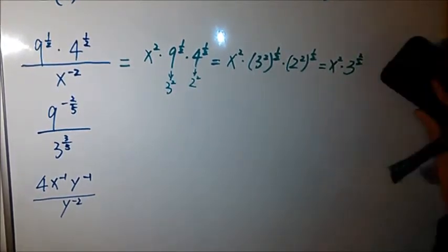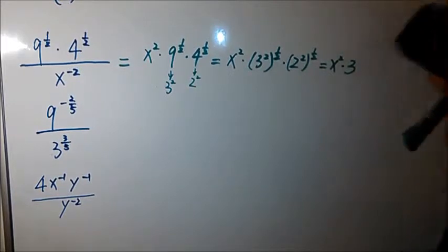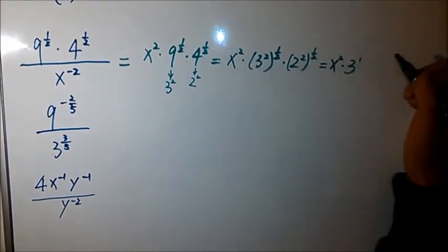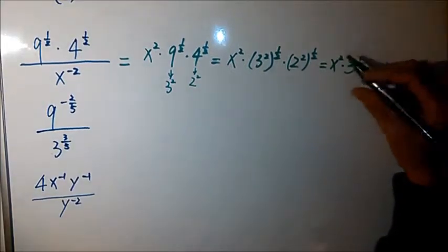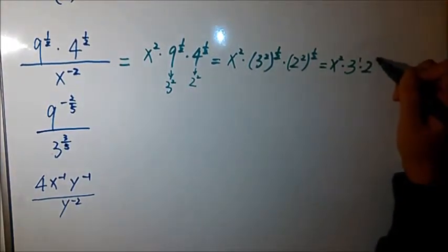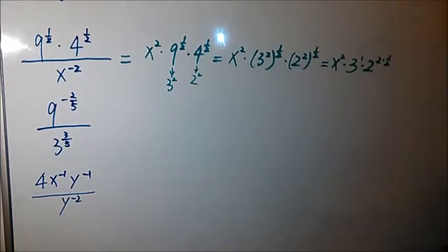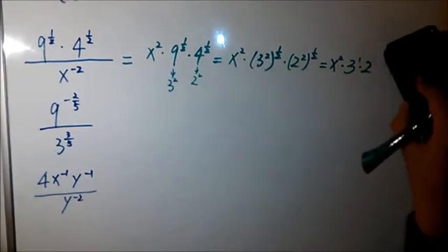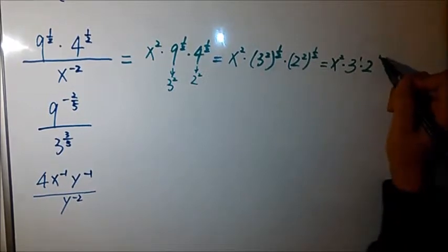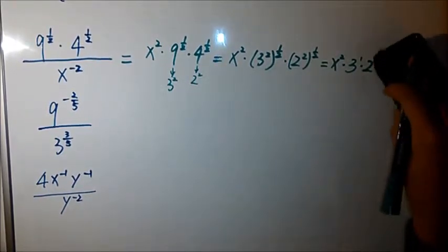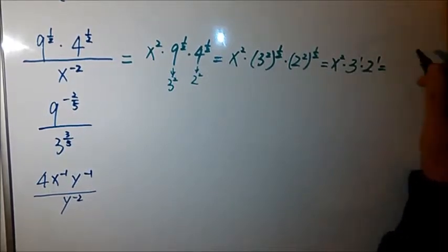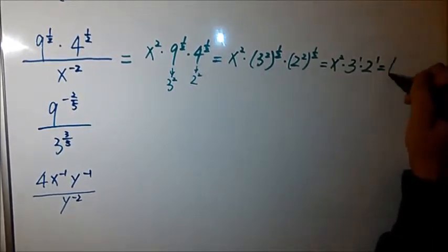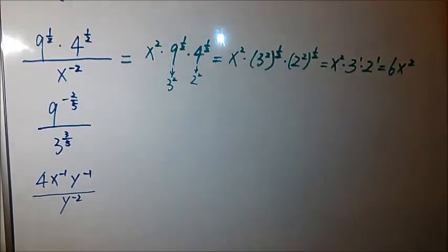And 2 over 2 equals 1. 2 divided by 2 is 1. Okay, now we are going to do the same thing with 2 squared. We distribute the half power into the 2. 2 times 1 half is going to be 2 over 2. And 2 over 2 is equal to 1. So there we go. So we're going to have 3 times 2 is 6 x squared. That's your answer.